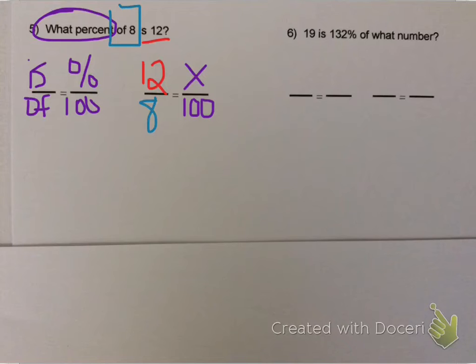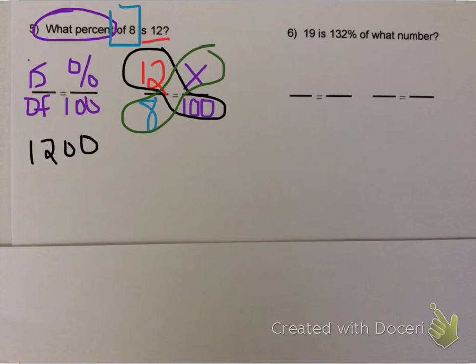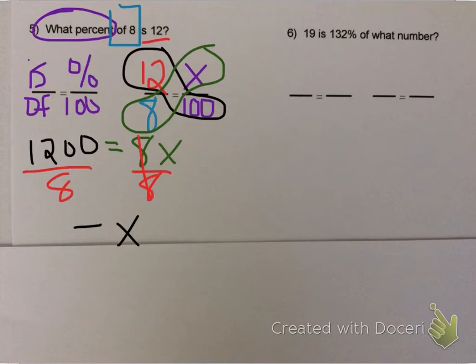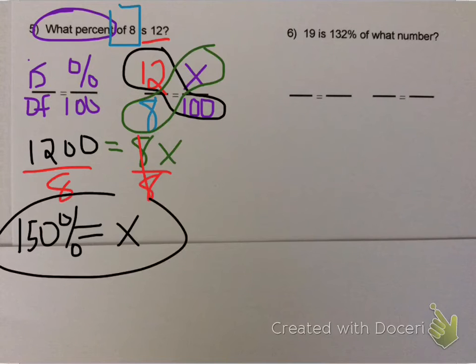Okay, what do you notice about this? We have 12 as my is and 8 as my of. So my percent is going to be more than 100 or less than 100. Well, 12 is bigger than 8, so it should be over 100%. Okay, we have 12 times 100 is 1200, and then we have 8 times x, which would be 8x. We're going to solve our one-step equation by dividing by 8 on both sides. And I'm left with x equals 1200 divided by 8 is 150%. And remember, that was a percent, so you have to have that percent sign there.